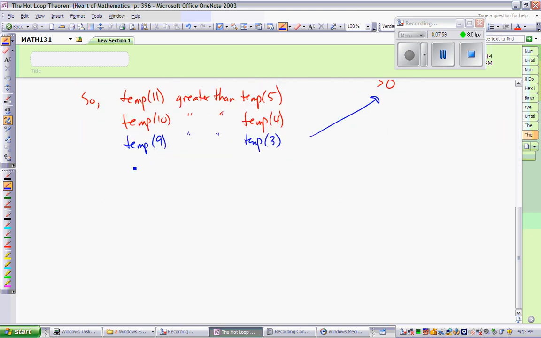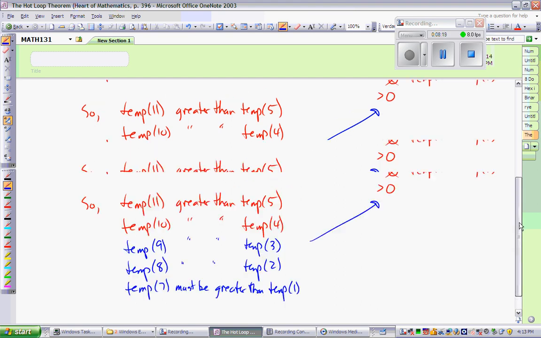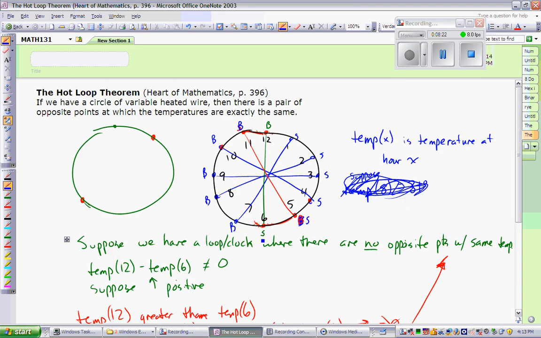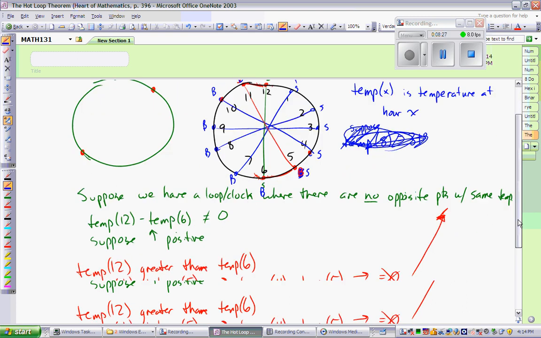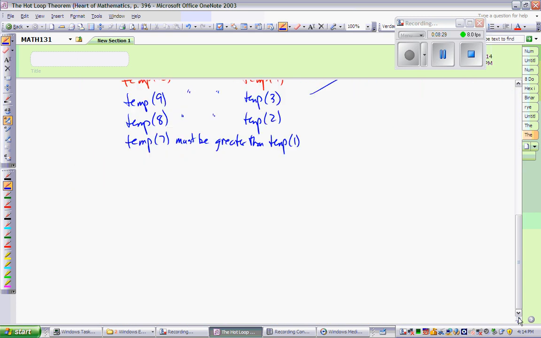So we can just add to our list here. Temp 8 must be greater than temp 2. And this is an important one: temp 7 must be greater than temp 1. Again, the B's keep going. But then if we keep going, if you follow the pattern here, temp 6 must be greater than temp 12.